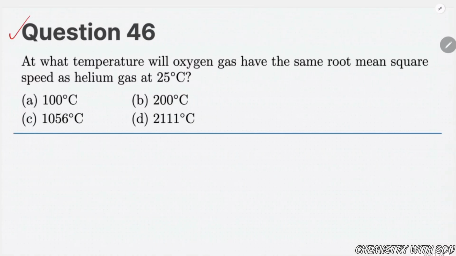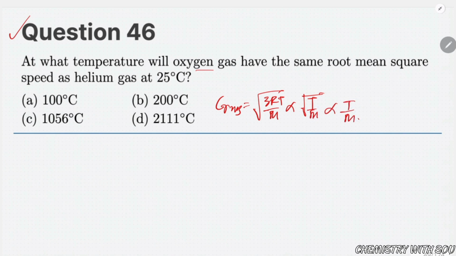In question number 46, at what temperature will oxygen gas have the same RMS speed as helium gas? We know that C_RMS is root over 3RT by m, directly proportional to root over T by m. So for the two gases, oxygen and helium, m of O2 is 32, m of helium is 2, and the temperature is 25 degrees centigrade, that is 298 Kelvin.